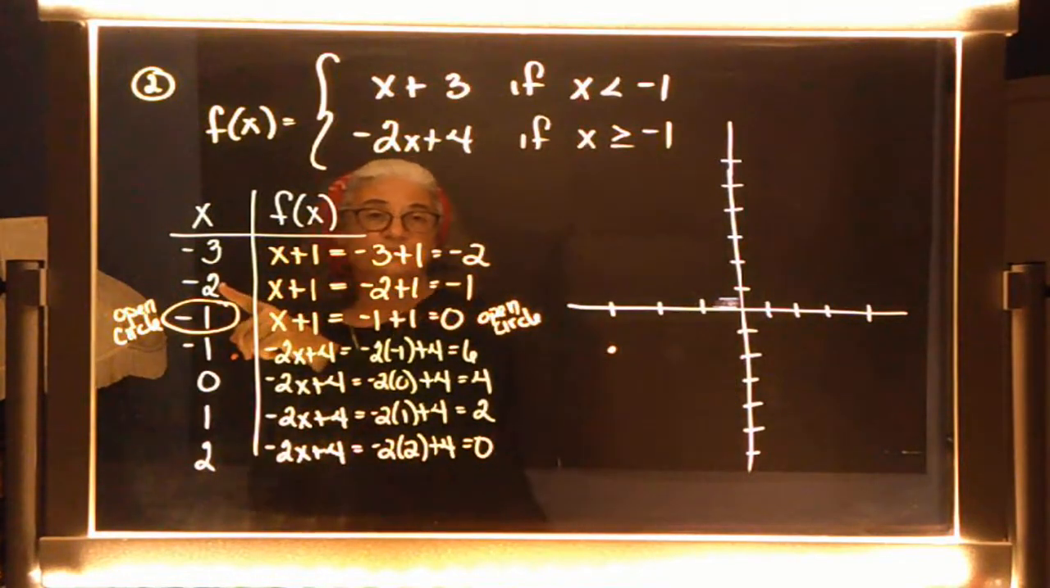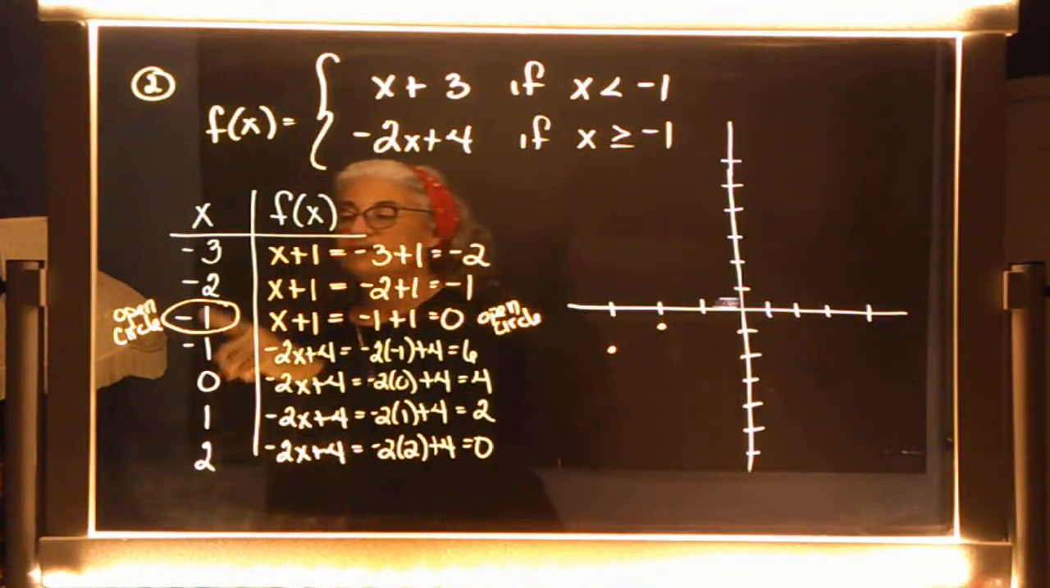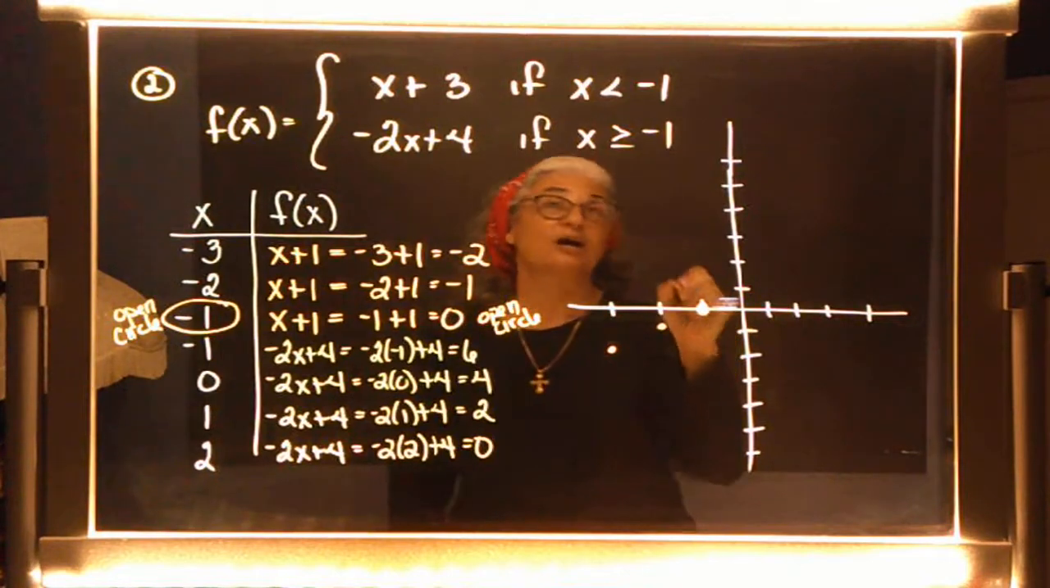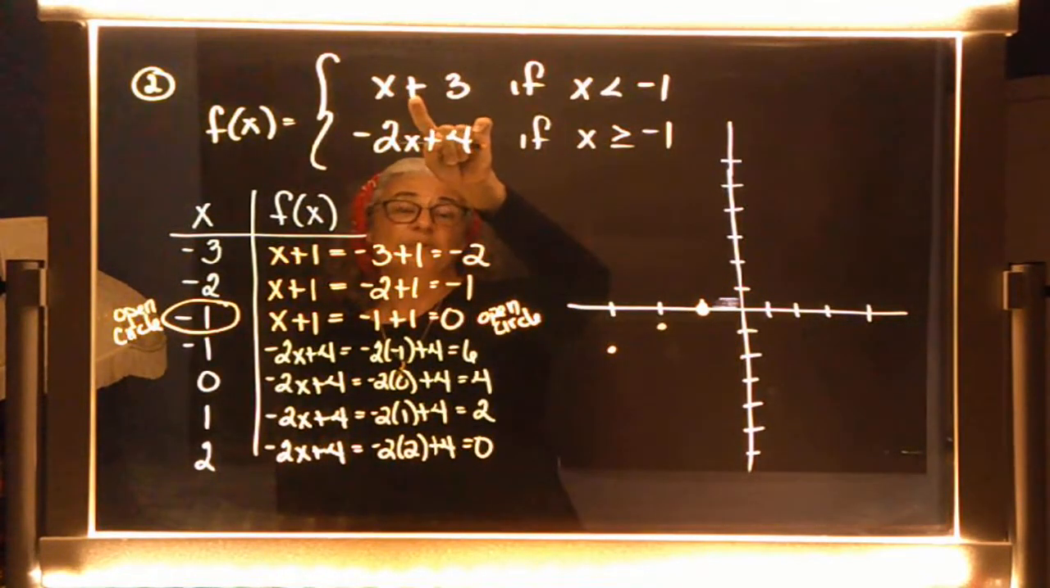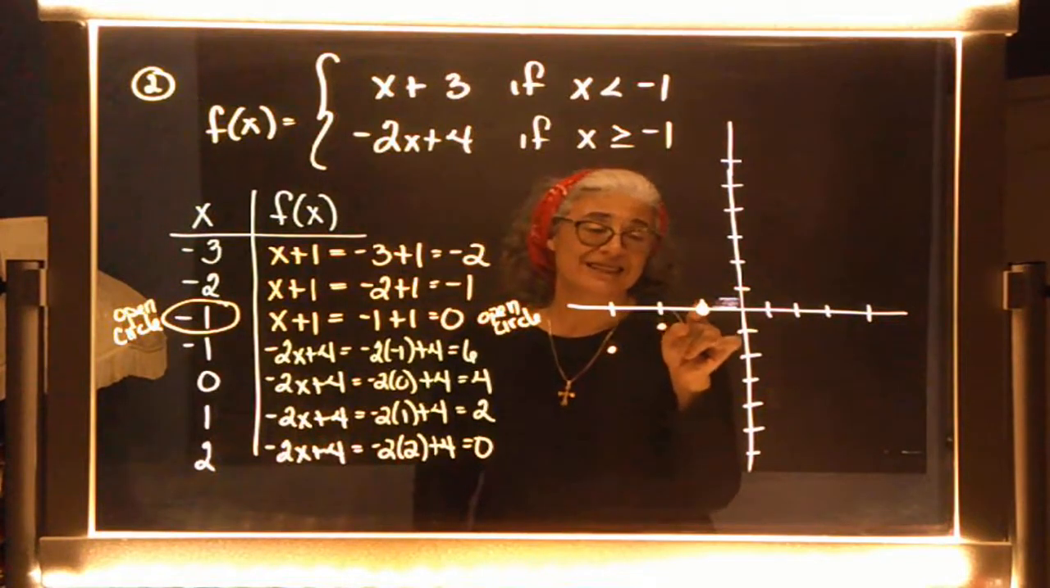The second number we plugged in was negative 2. And when we plugged it in, we got negative 1. The next number we plugged in was negative 1, and we got 0. But remember, this is the open circle one because I was not allowed to plug in negative 1 to the first piece. But at least I know where the first piece ends. This is the point where it ends.